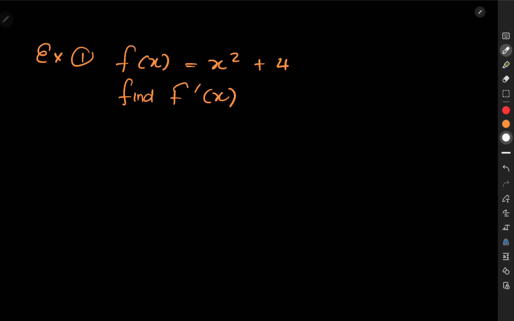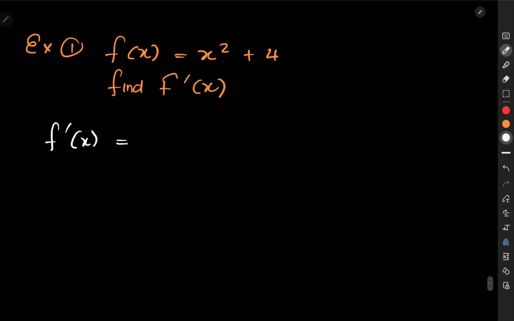If we apply the laws of derivatives, in this case, we're using the second law, which states that if we have something like x to the power of n, the derivative would be n x to the power of n minus 1.